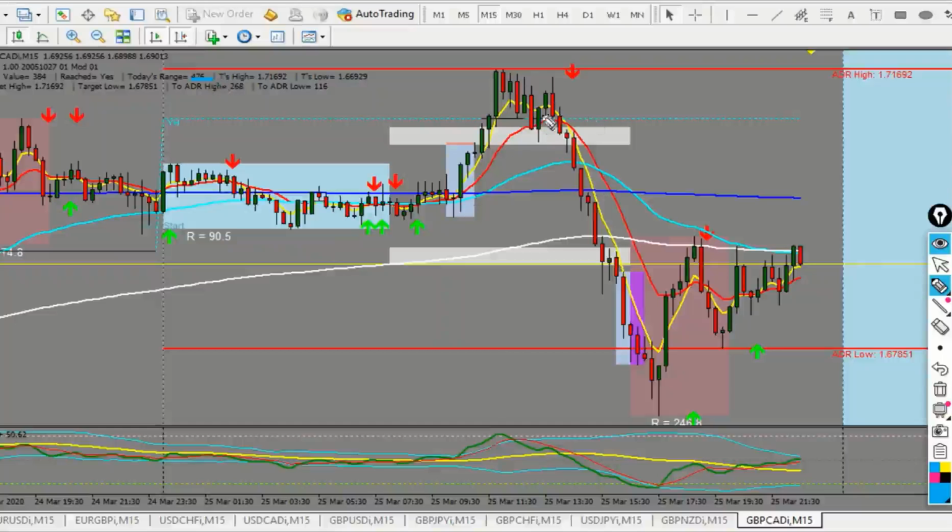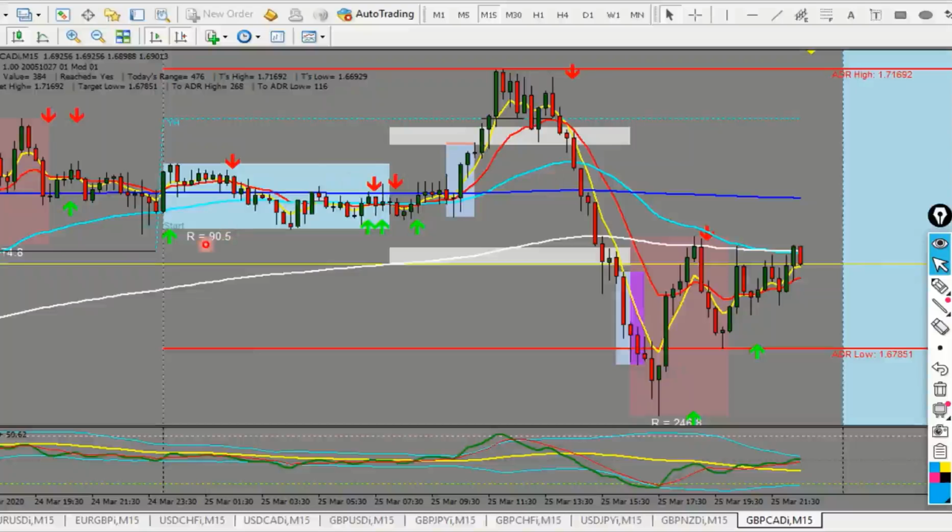I sold this pair around in here and bought it here. Even if you had 0.01, the smallest lot size, you would have been able to book around 35 going down and then 20 going up, so you'd have made $50 only on one pair, especially if you understood the ADR.